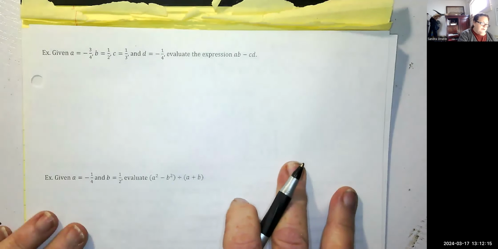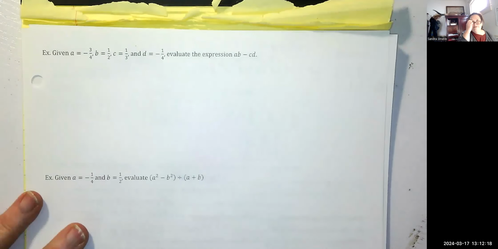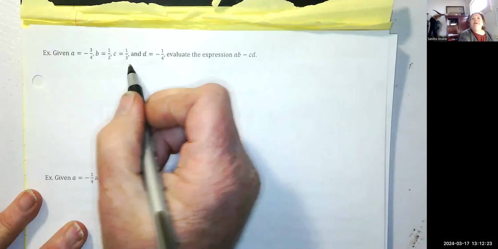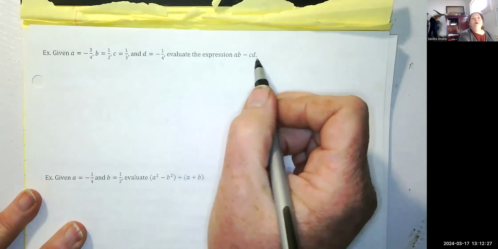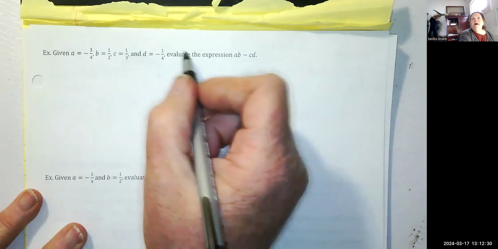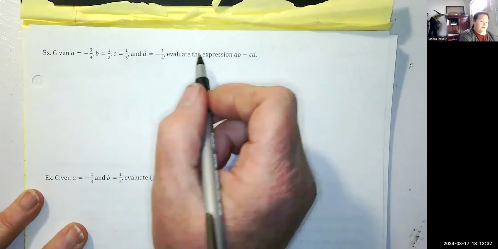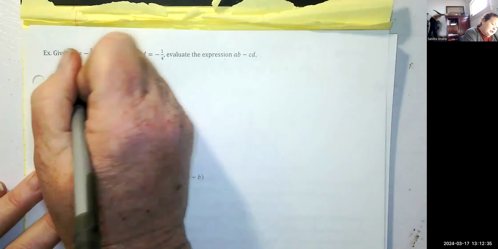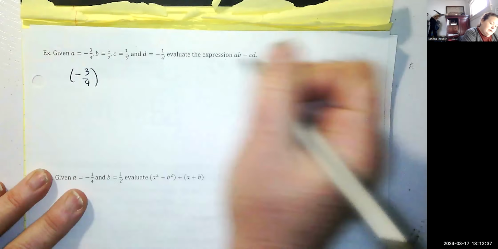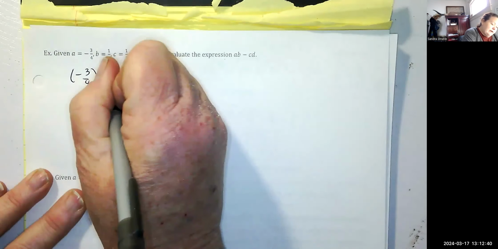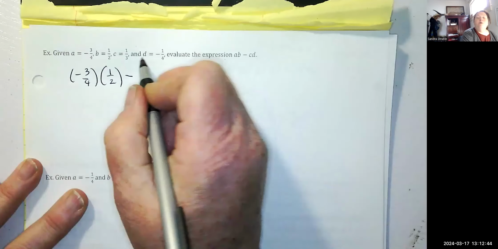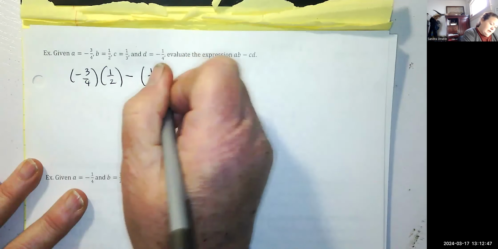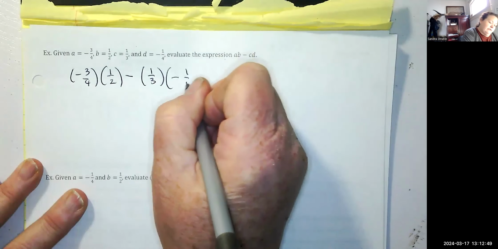All right. We're going to give A is -3/4. Let's see if I can do it without this. They're not really working. B is 1/2 and C is 1/3. And D is -1/4. We're going to evaluate the expression AB minus CD. All we're going to do is substitute each of the variables for the numbers. So we've got A, which is -3/4, times B, which is 1/2, minus C, which is 1/3, times D, which is -1/4.